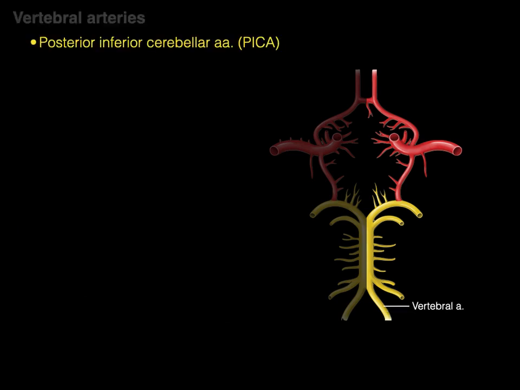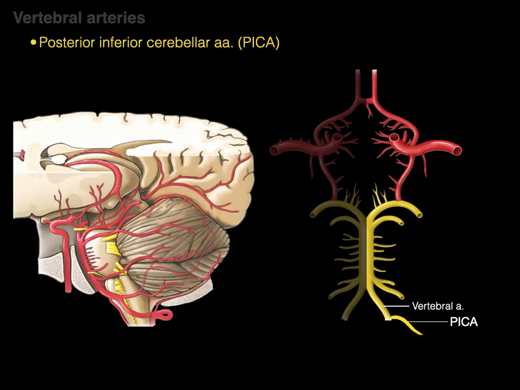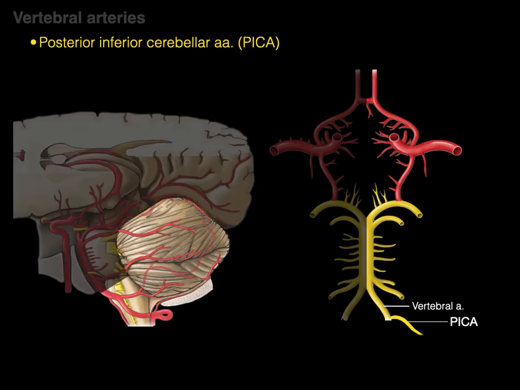A branch off the vertebral artery is the PICA, the posterior inferior cerebellar artery, which I've just drawn on there. So let's take a look at this lateral view, and there is our cerebellum, and there's the posterior inferior cerebellar artery, and there's the territory supplied, the bottom back of the cerebellum.